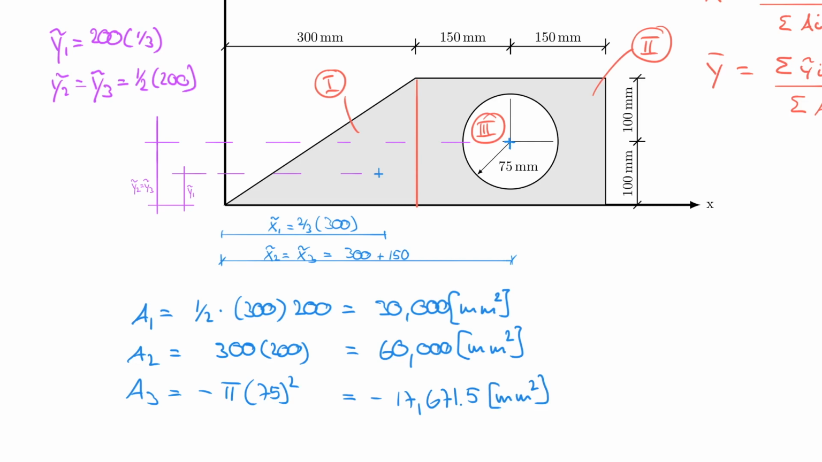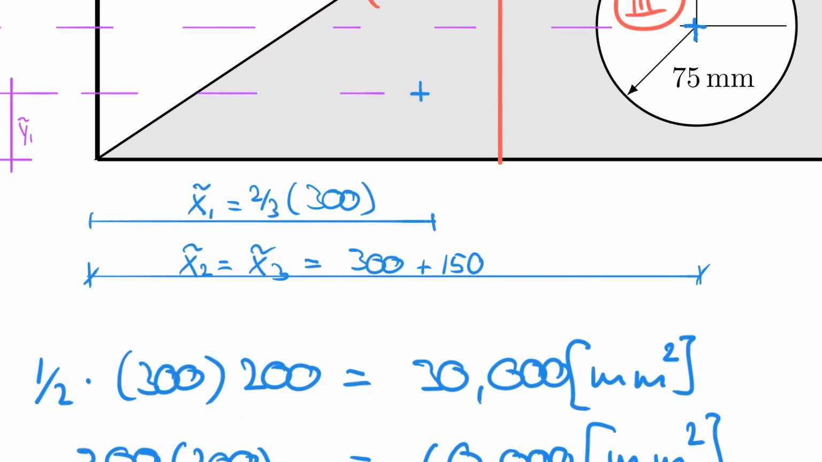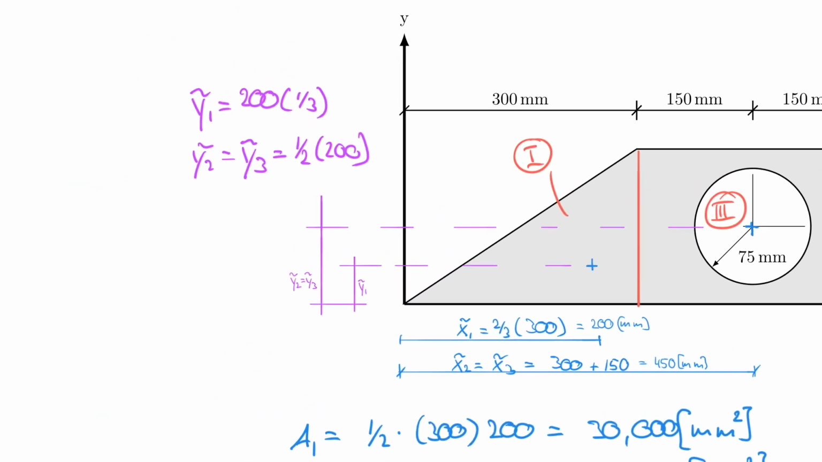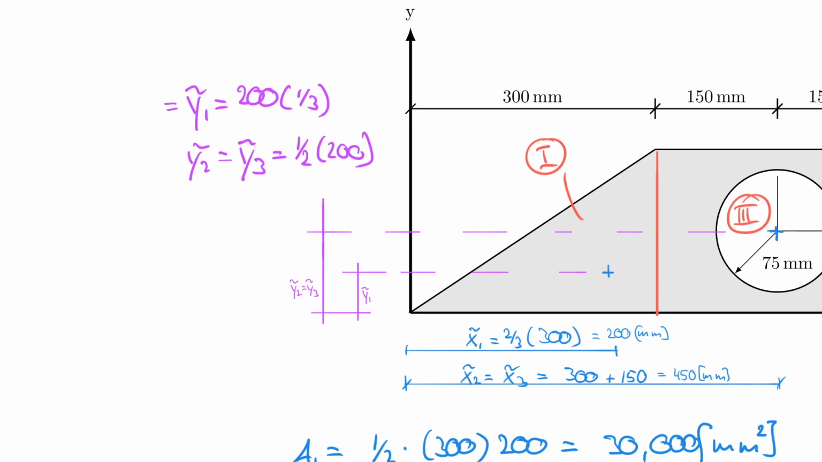Just for completeness reasons, I'm going to give myself here the little help. I didn't calculate those earlier, so I'm going to include that this is 200, this is 450 millimeters. Just so it's easier for me to use that in the formula later on. And then up here, I kind of forgot that as well. So my y tilde 1 was 66.66 or 67. And my y tilde 2 was equal to 100. And of course, those are also in millimeters.